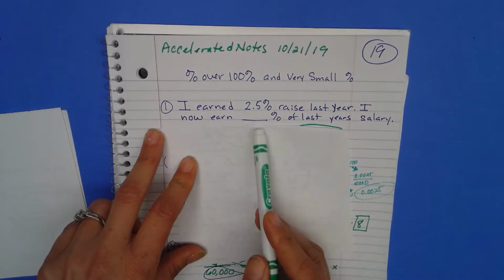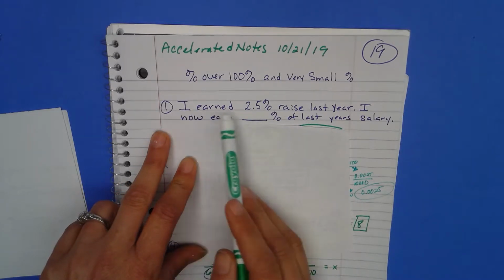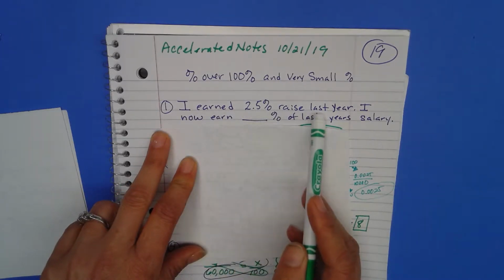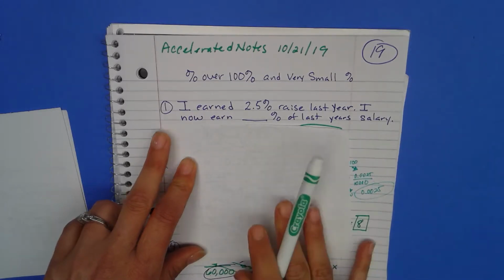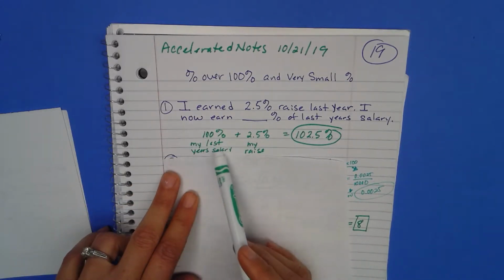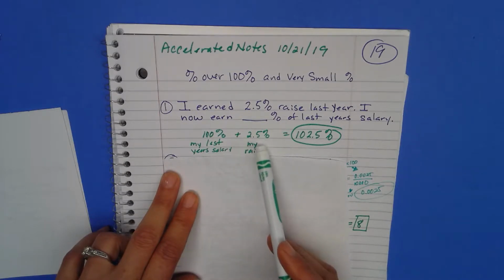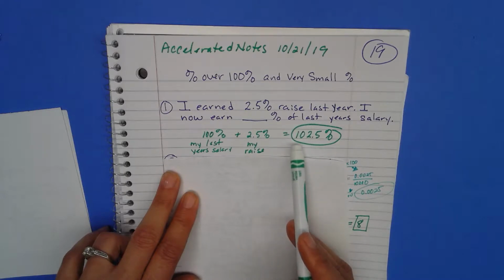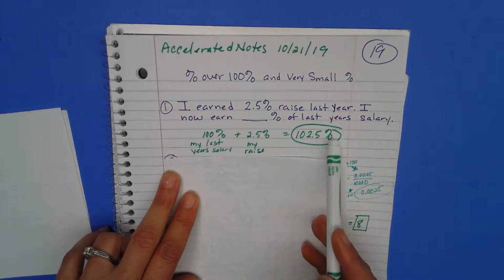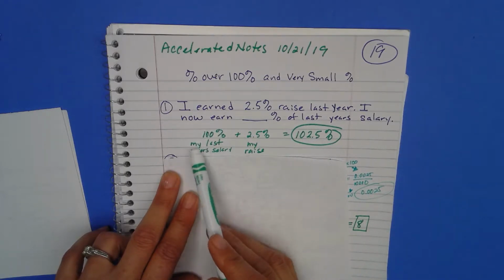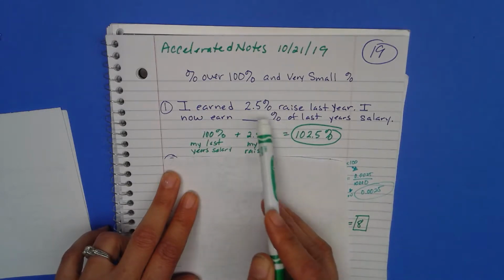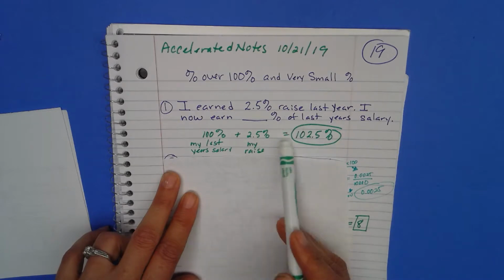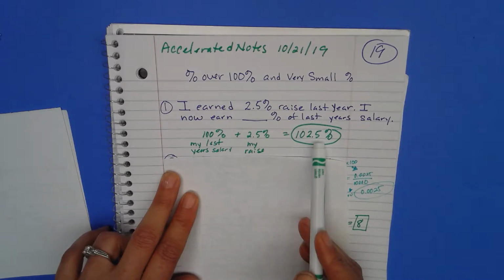Here's our first example. You'll see something similar to it on your worksheet. If I earned a 2.5% raise last year, I now earn what percent of last year's salary? Well, we'll see that I earned 100% of my last year's salary plus 2.5% more. So that gives me 102.5%. The 100 represents what I had last year, and I'm going above that 2.5%. So we can have percents over 100.